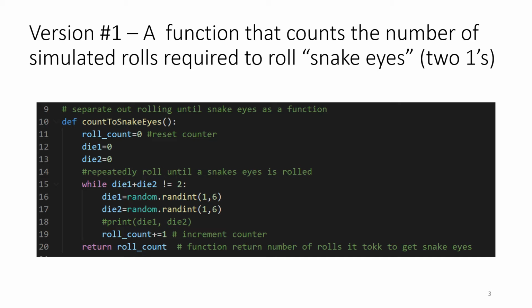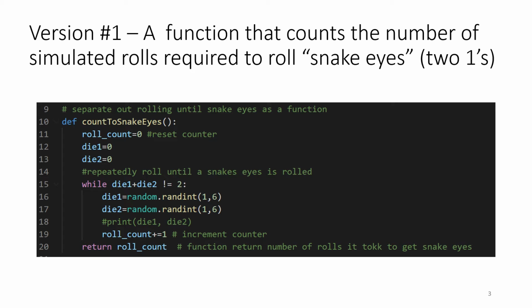11, 12, 13 are the setups before the while loop, the resetting the counter, the establishing the 2 dice so long as they're not both ones, so that we get into our while loop. And then in 15, the while loop, the continuing to roll the dice so long as the sum is not 2. 16 and 17, the rolling of the dice. 19, the incrementing of the counter.